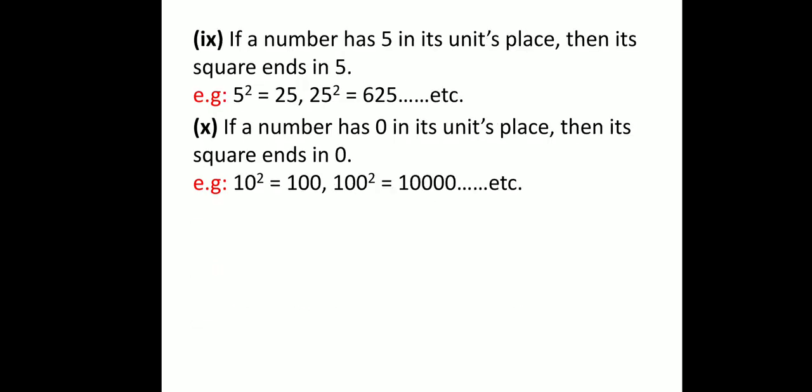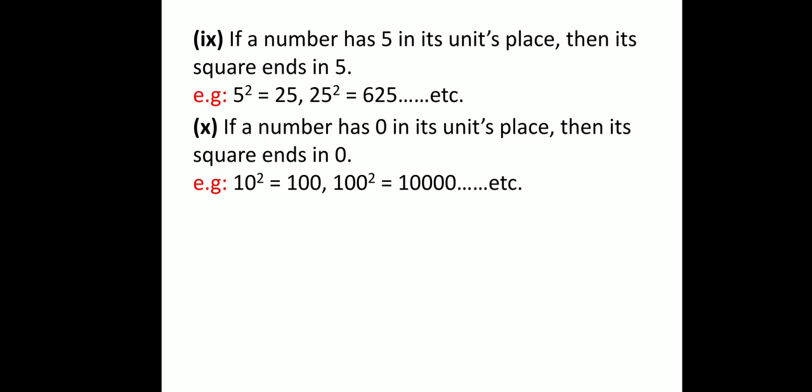Now, coming to the ninth property, if a number has 5 in its units place, then its square ends in 5. And if you square 5, that will be 25. Definitely 5 is at the units place of the square of 5. 25 square is again 625. So here also 5 is at the unit place of the square of that particular number.